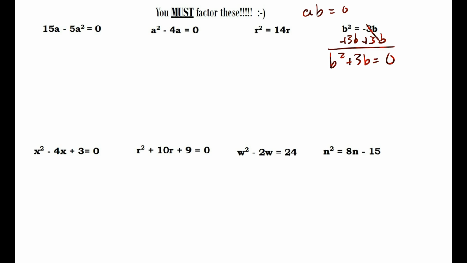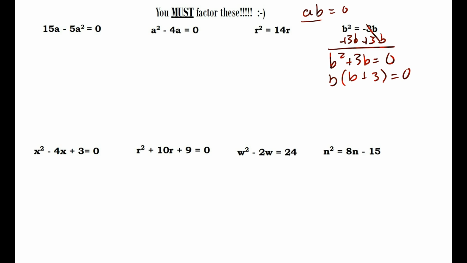All right. Okay, so then now we can use the zero product property, but we don't have it in the form of a times b. How do we get that? We factor. So this becomes the form of a times b. So we factor out a b, and we end up with b plus 3, is now b times b plus 3 is equal to 0. Now we can use the zero product property.